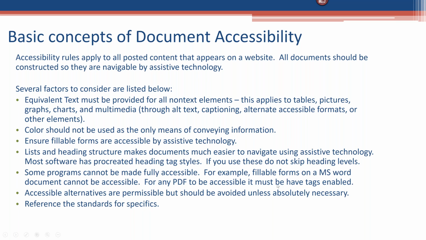Again, some programs can't be made fully accessible, like the fillable form example from Microsoft Word. Also, PDF documents are really well known for not being accessible. That's because for PDFs to be accessible at all, they have to have tag elements embedded. And before we end this webinar, I am going to quickly show you how that can be achieved. But all PDFs require their structure tags to be enabled before they can be made accessible. And that has to be done when you save it from the document that's being converted to a PDF.